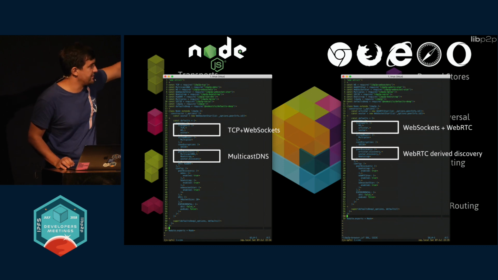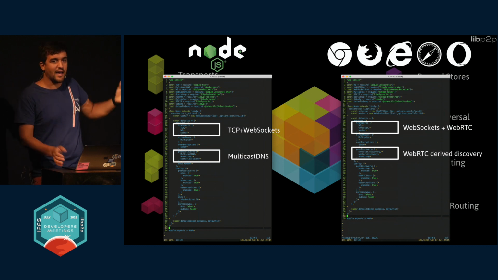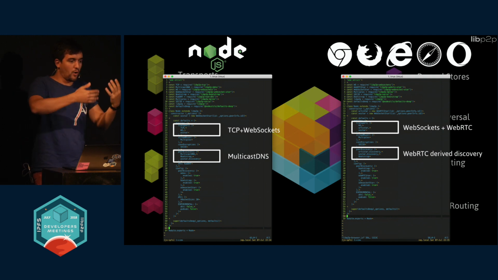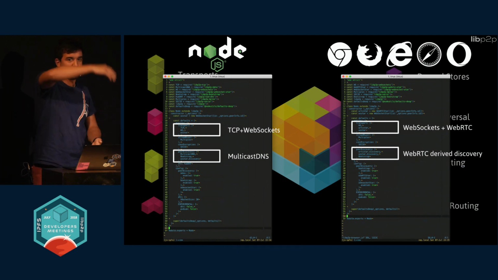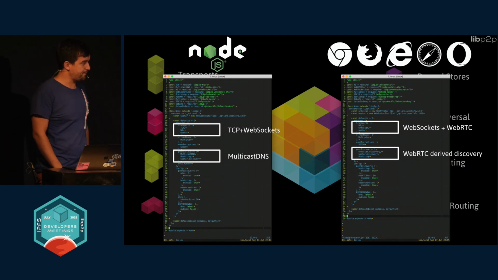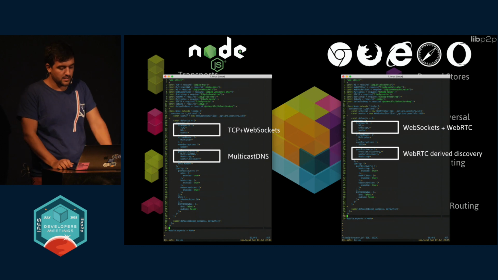And just by changing literally 3-4 lines, I can have an application running on the browser that is able to connect to Rust. This was not possible before.